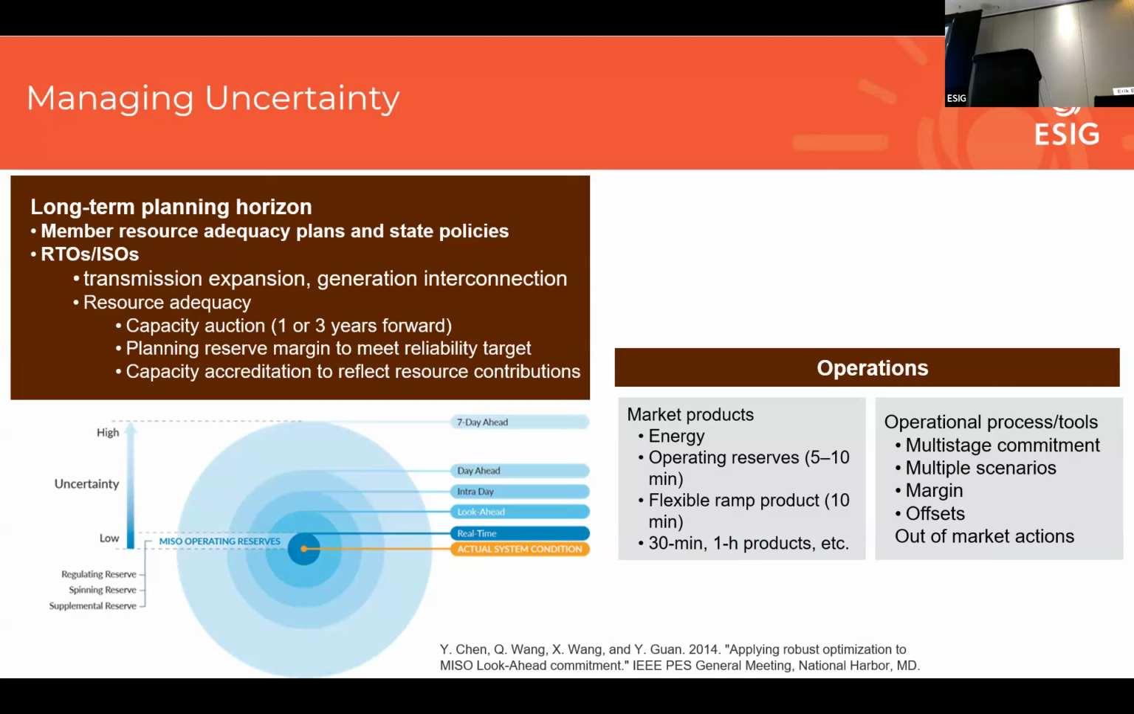But outside of the market, the operations normally have a process to study different scenarios. The operators do run different scenarios and cases to be prepared for system condition changes. And then we mentioned they normally will have some kind of margin in their commitment process, to make sure not only to cover the point forecast, but also additional uncertainty. And then there are also out-of-market actions. It's actually necessary because the day-ahead and real-time markets are not granular enough to manage all this uncertainty.